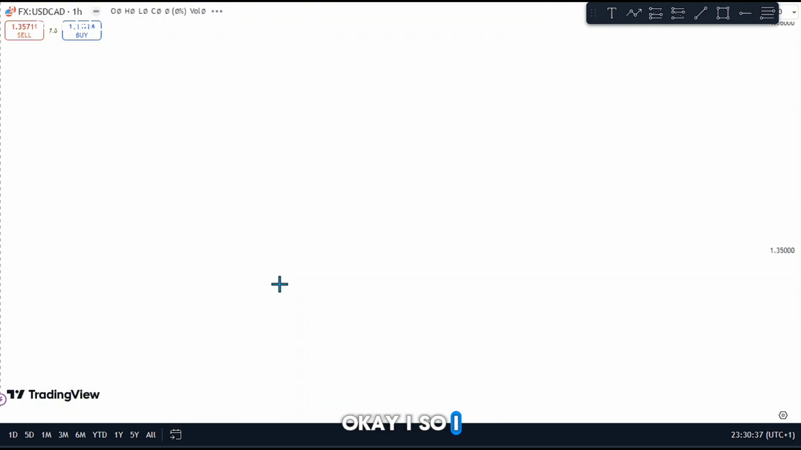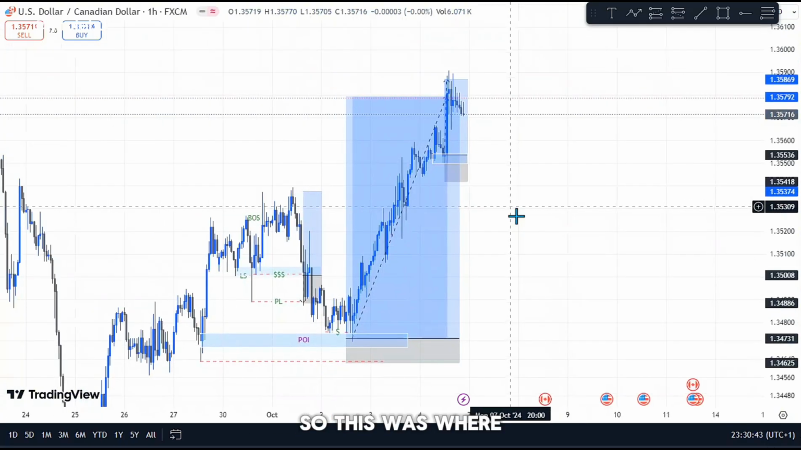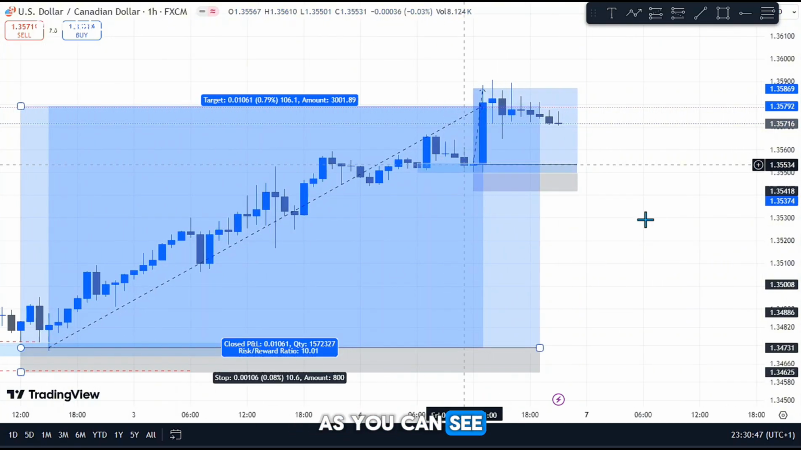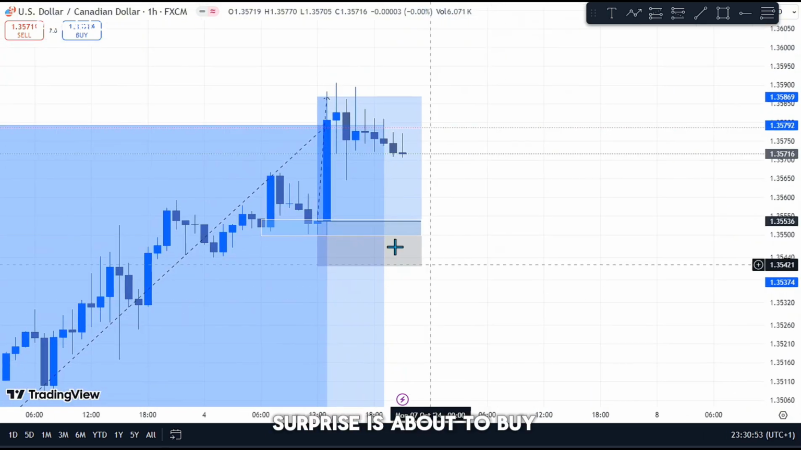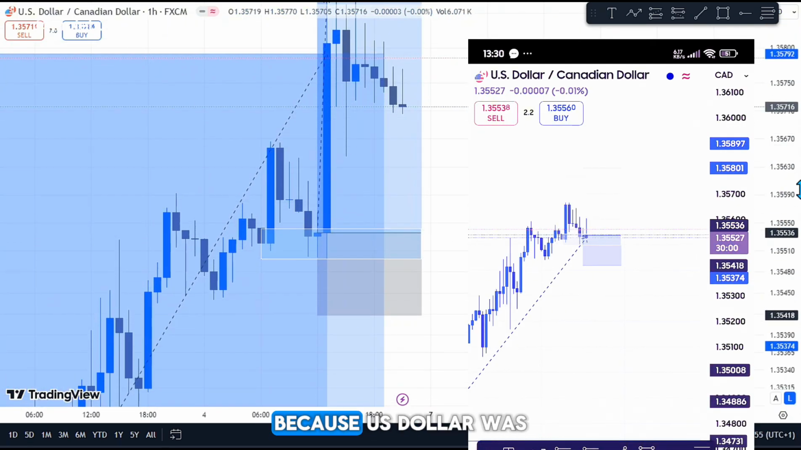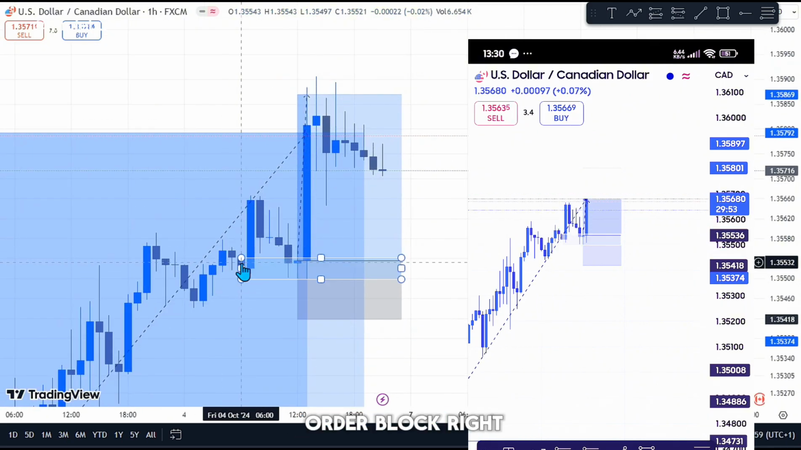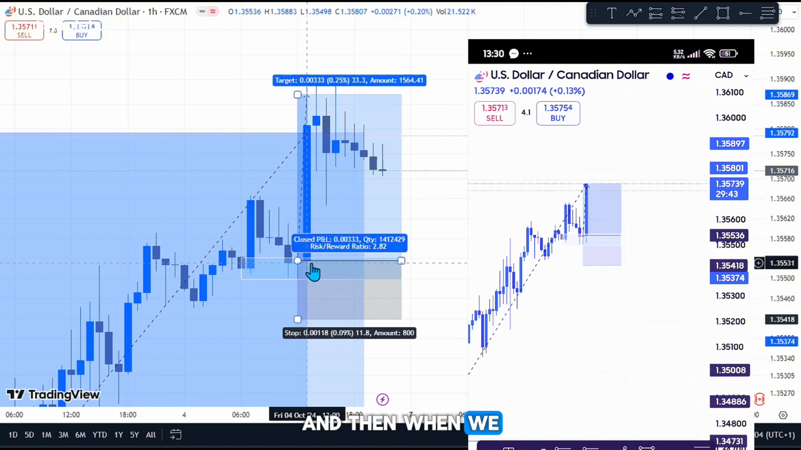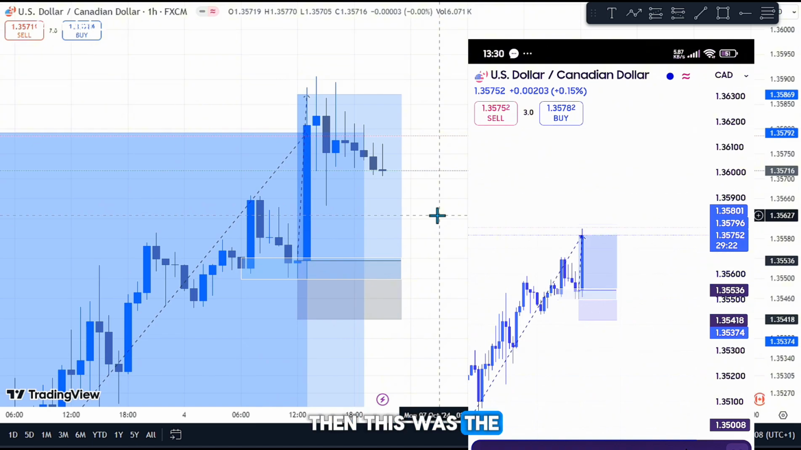Okay, so I forgot about the NFP review. I think let's start that NFP review now. So this was where I took the NFP trade from. Let me zoom in. Yeah, as you can see, this is where we took the NFP trade from, and I knew that price is about to buy because the US dollar was supposed to be pumped. So I drew this order block that caused this break of structure, and then the moment price tapped into it, boom, TP hit. And then this was the first one.